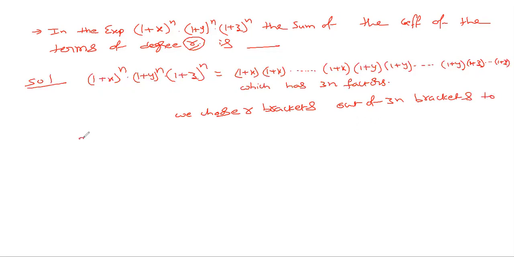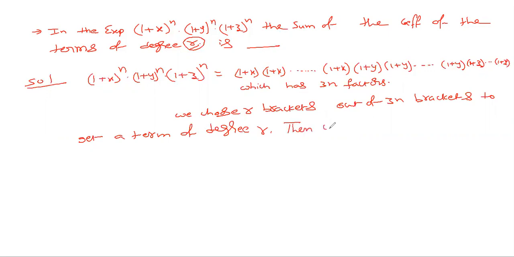to get a term of degree r. Among these 3n brackets, if you select any r brackets, you will get a degree r term. I think it is very clear for you. If you want to identify a degree 2 term, among these 3n brackets, you need to select any 2 brackets. So if I select these 2 brackets, here variables I'll multiply. In the remaining brackets, constants I'll multiply. Like that.